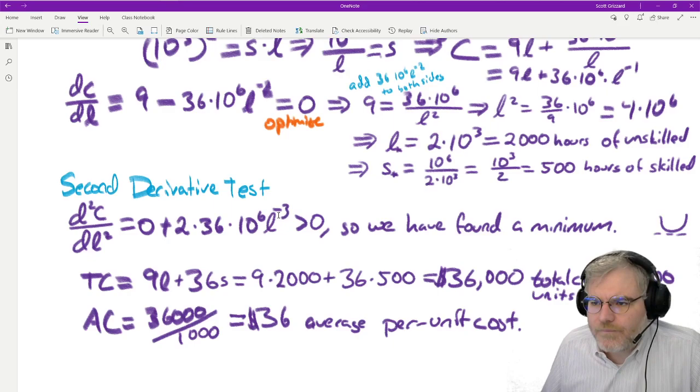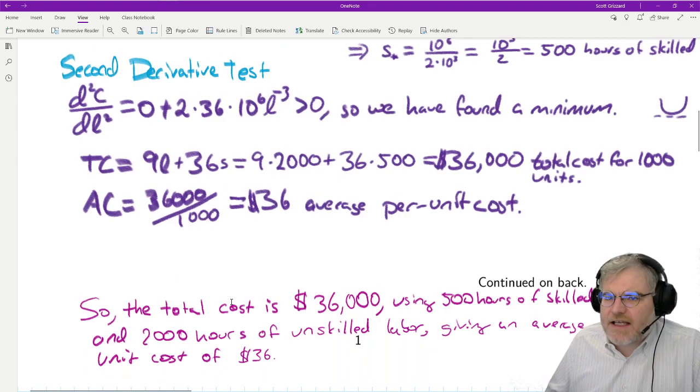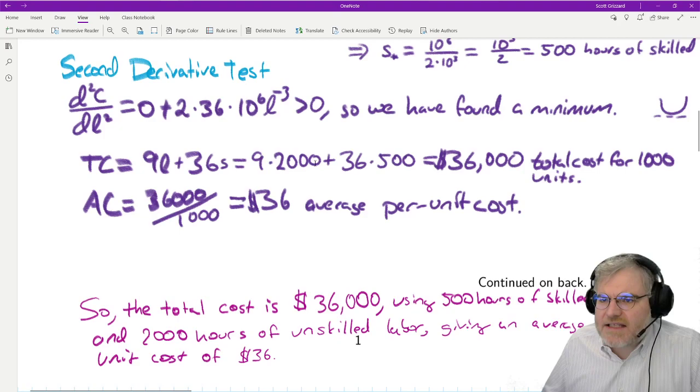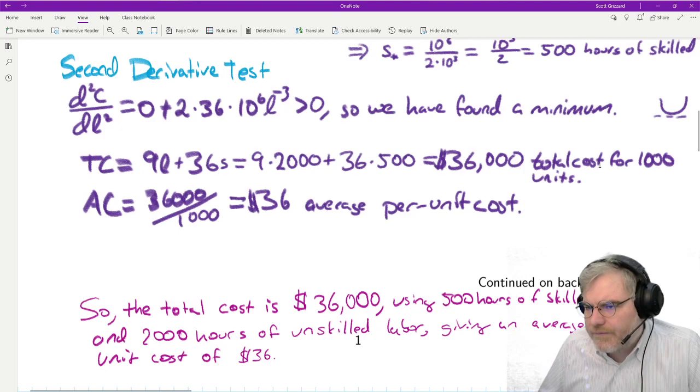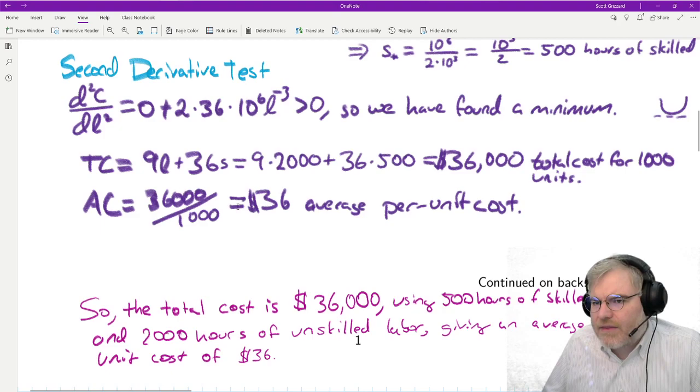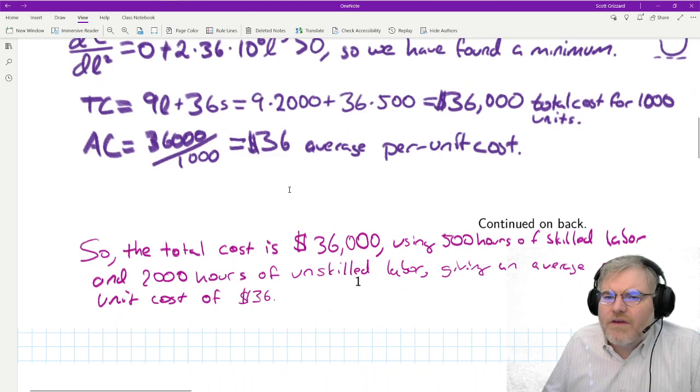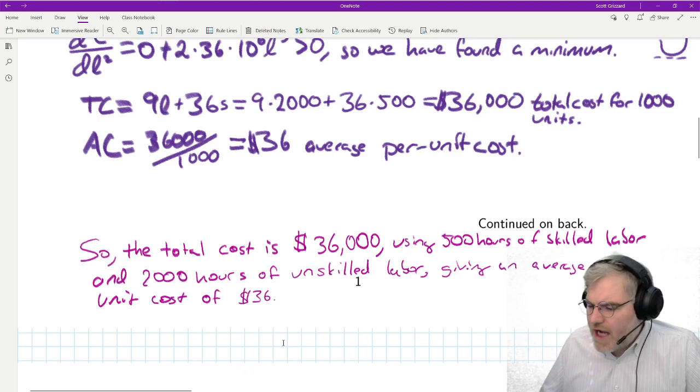I'm just going to take my total cost then, which is 9L plus 36S, and I wind up with $36,000 as the total cost for producing, right? Because this is 18, this is 18,000, and I wind up with 36,000 as the total cost. And then I divide through by 1,000, because that's the number of units, and I get $36 average per unit cost. So my new total cost is $36,000 using 500 hours of skilled labor and 2,000 hours of unskilled labor, giving an average unit cost of 36.